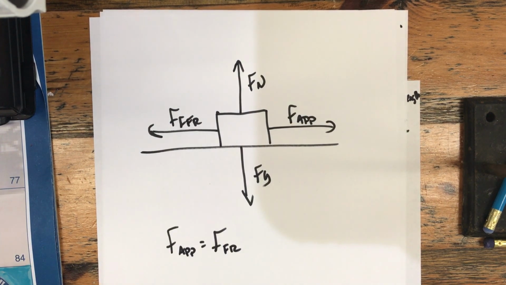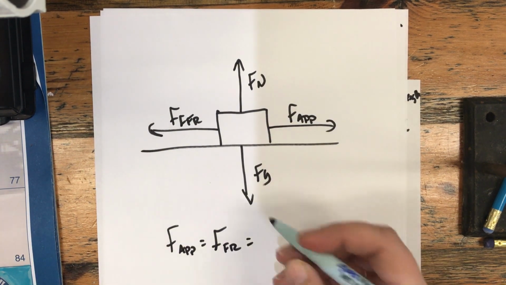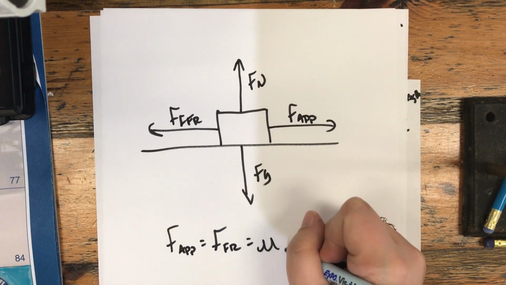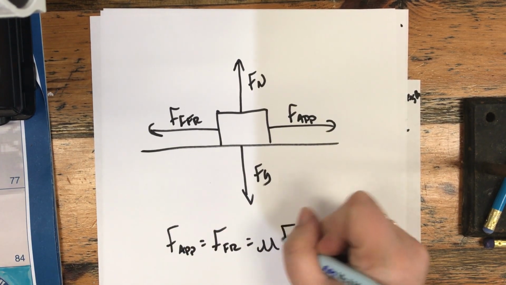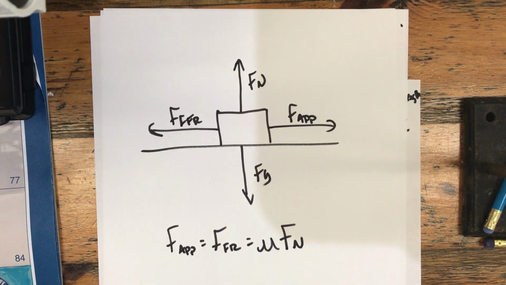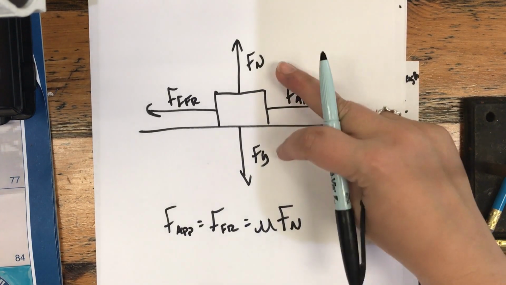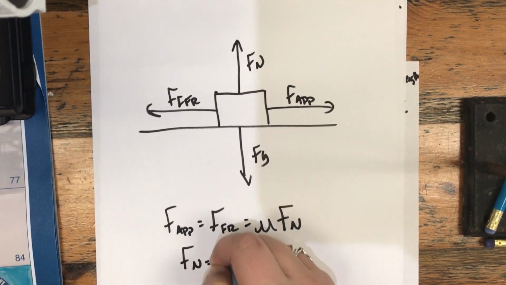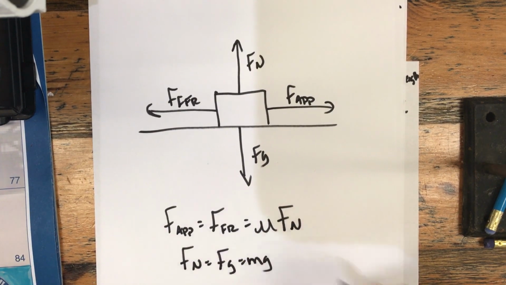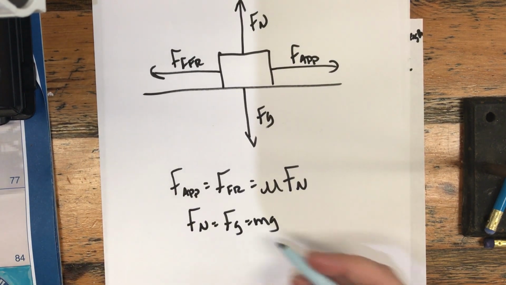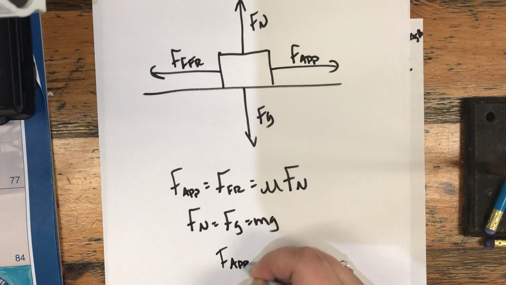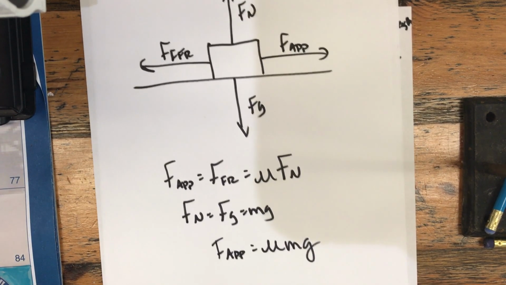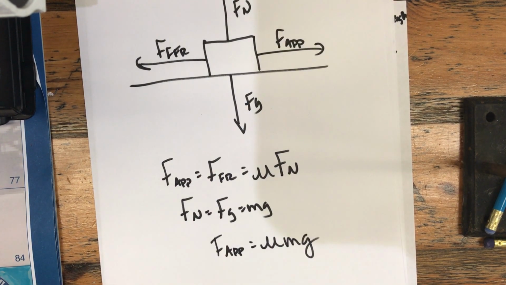And the way that I actually calculate friction, given the parameters of a problem, is that the coefficient times the normal force is equal to the force of friction. And because this thing is sitting on a flat surface, Fn is equal to Fg. And we know that Fg is mg, so through all of these equivalencies, the applied force is equal to mu times m times g, right?